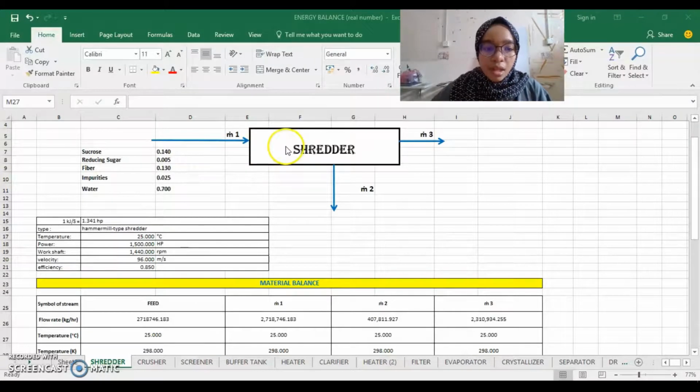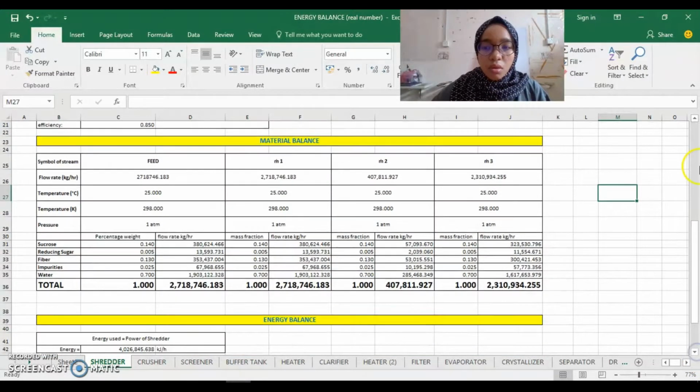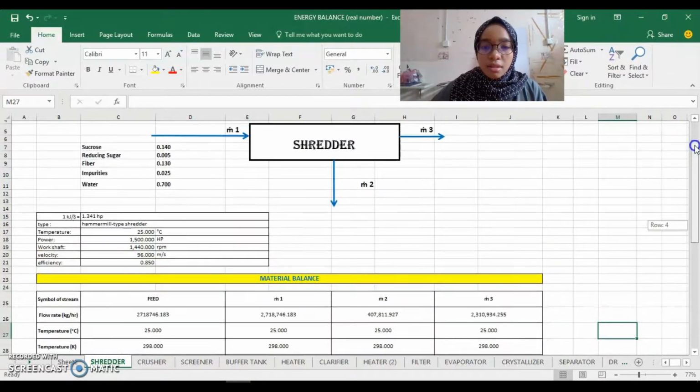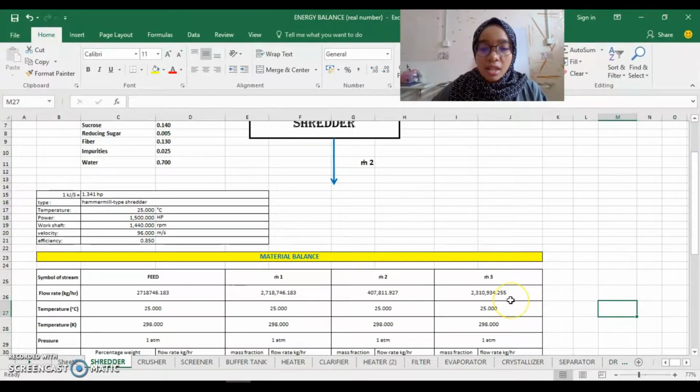746.183 goes into M1. The efficiency of the component at M2 is 15%, while at M3 is 85%. So we obtain our flow rate at M2 as much as 2310934.255 kg per hour.